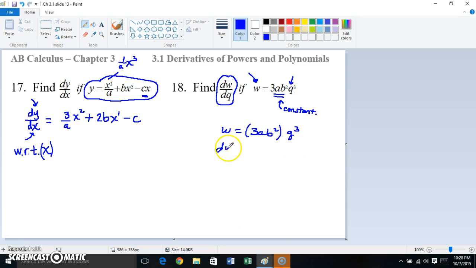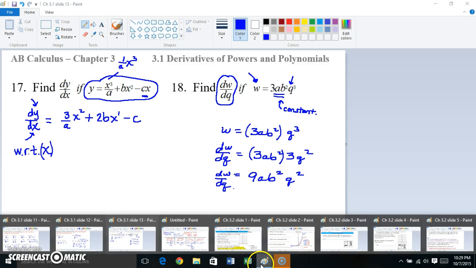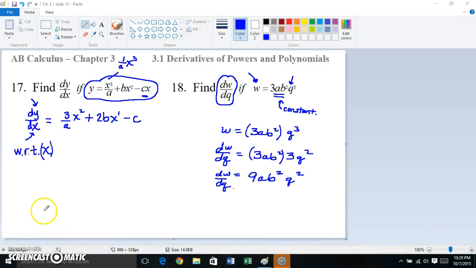All right, what's the derivative of w with respect to q? Coefficients get to hang out in front. What's the derivative of q to the third power? It's 3q squared. Excuse me. Simplifying, we get 9ab squared q squared as the derivative of w with respect to q. Okay, I'm going to stop there. That was kind of a wrap-up of the power rule.